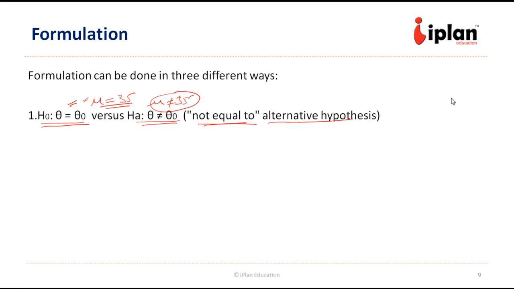So this will be the case of a two-tailed hypothesis, where the alternative has both sides. So this is 35. We are talking about both the left hand side as well as the right hand side.